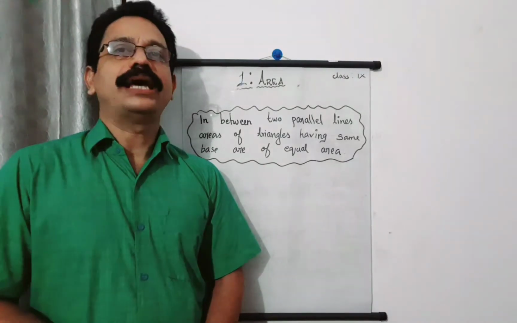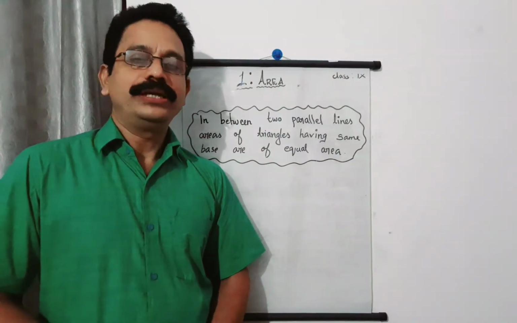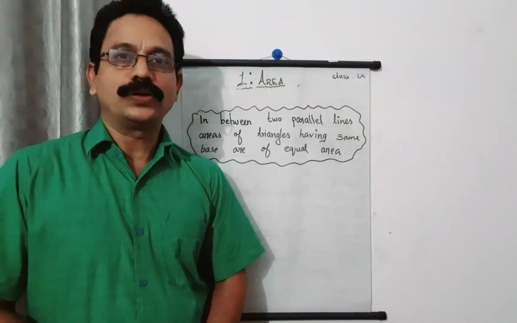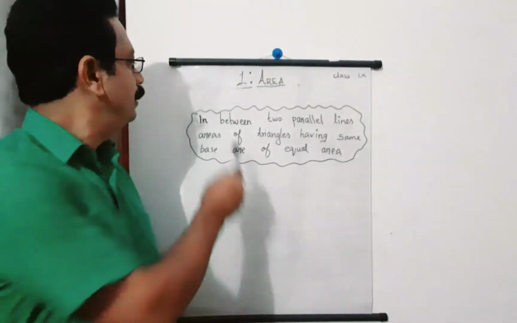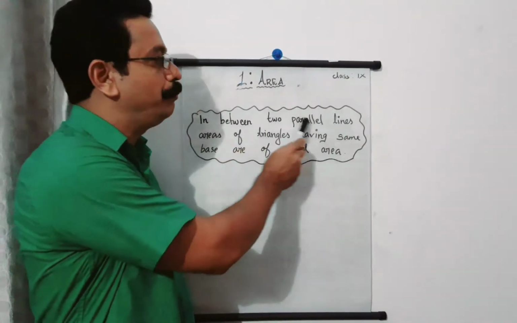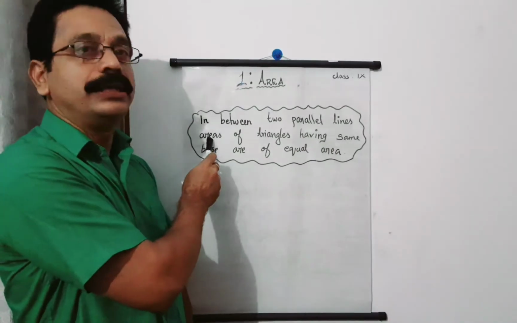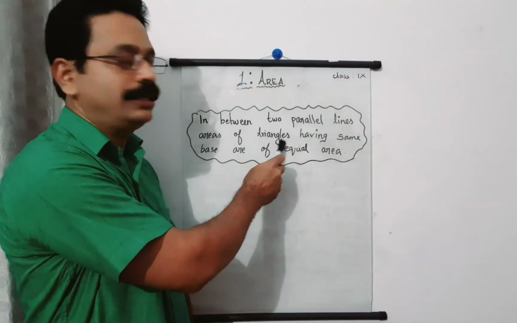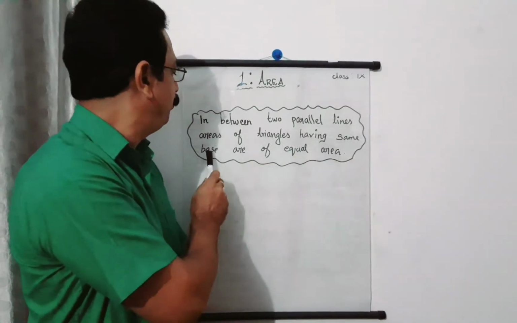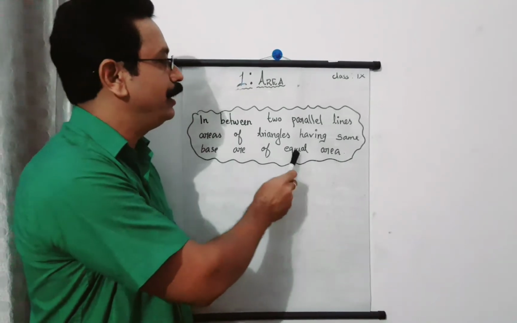From today's activity, we can come to a conclusion. That is, in between two parallel lines, triangles having the same base are of equal area.